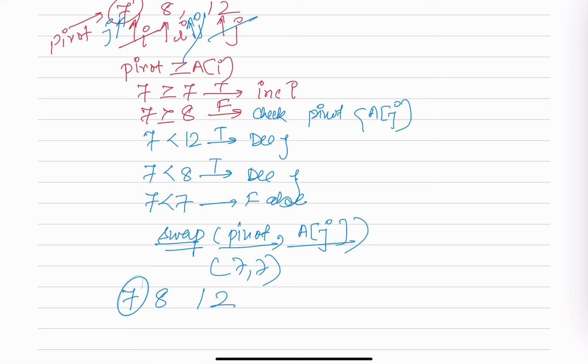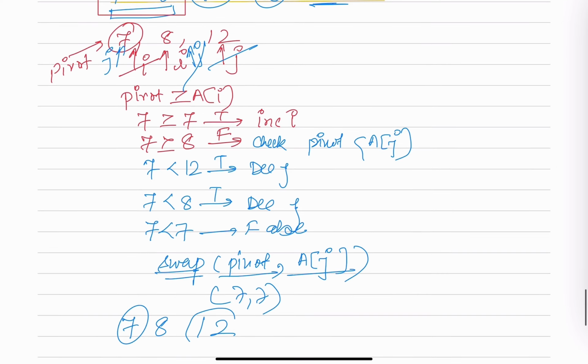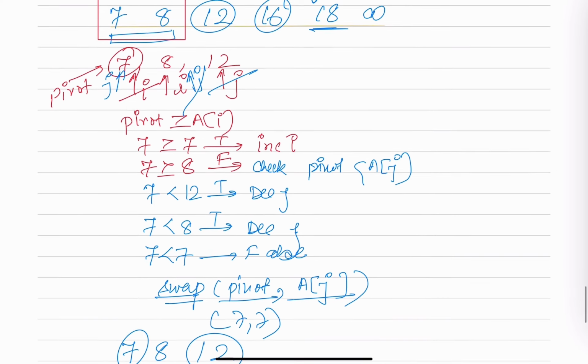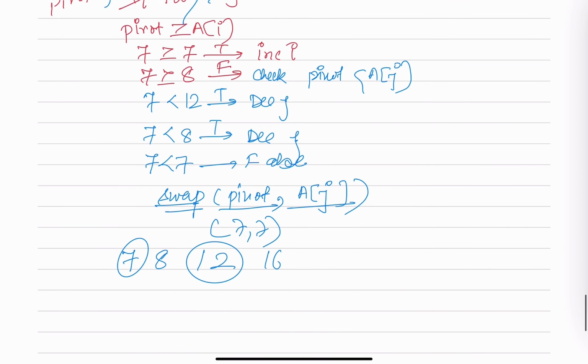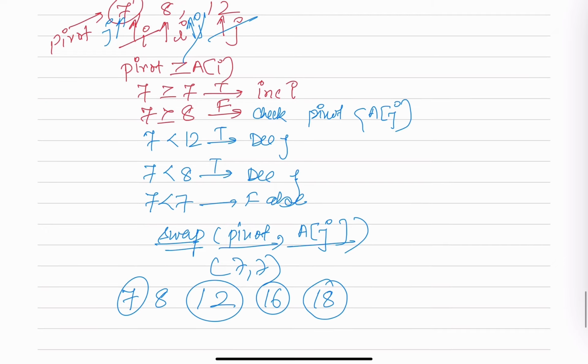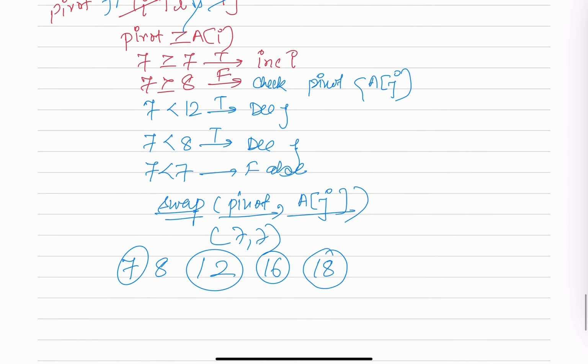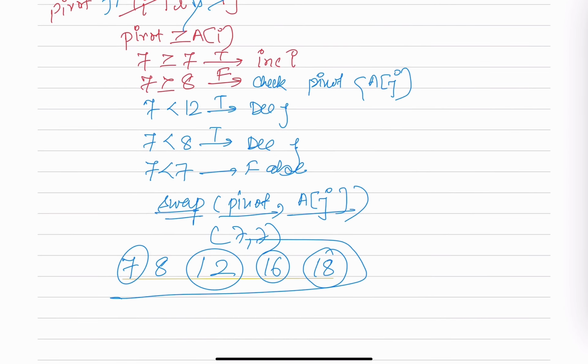So this is at the right position. 12 is at the right position. Then 16 and 18, I think, if I'm not wrong. 7, 8, 12, 16, 18. Sorry. So 18 we did not consider as any pivot element, right? The reason is it was sorted. So there was only one element.